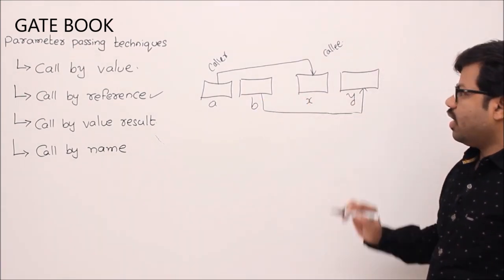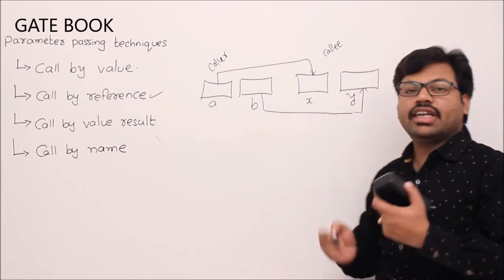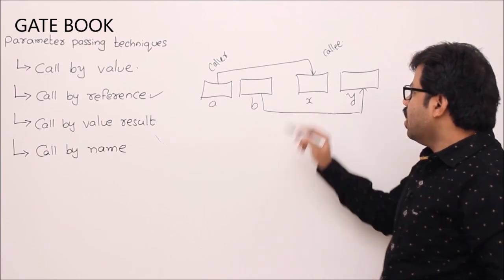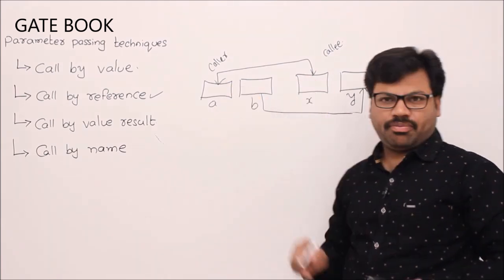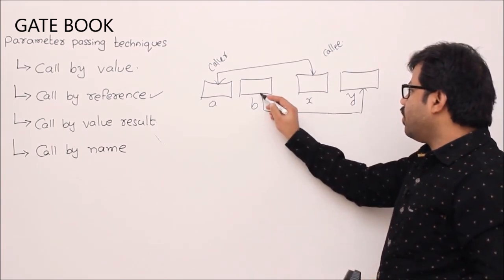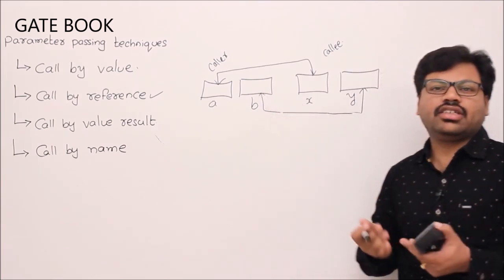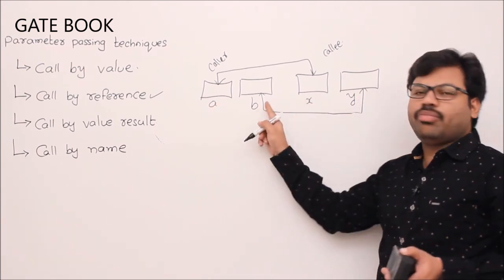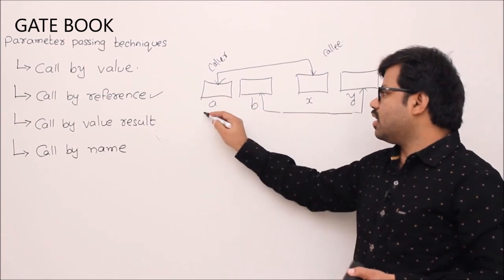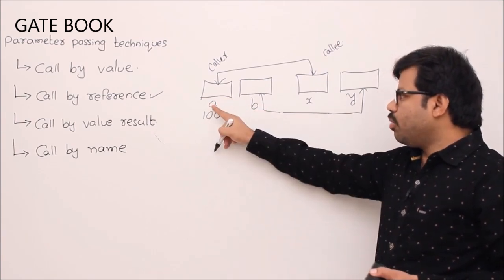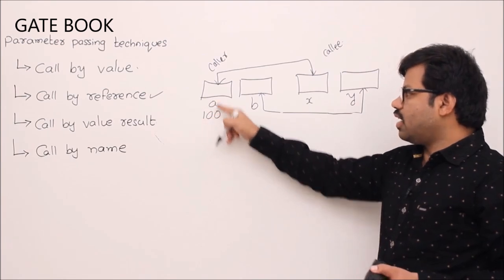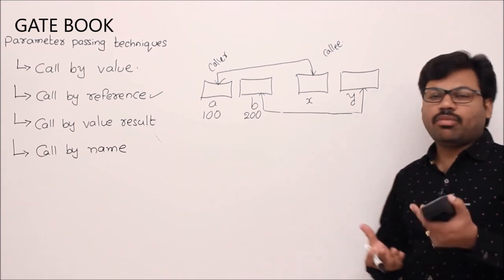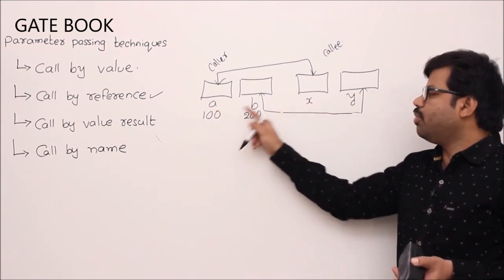Now in the call by reference scheme, actually we send the references. That means whenever I say that a corresponds to x, then x actually gets the reference of a. Now y gets the reference of b. That means x knows the reference of a, and y knows the reference of b. For example, these two are memory addresses. References are addresses. For example, the address of a is 100, and the address of b is 200. Probably x and y will somehow know that a is at 100, and b is at 200.